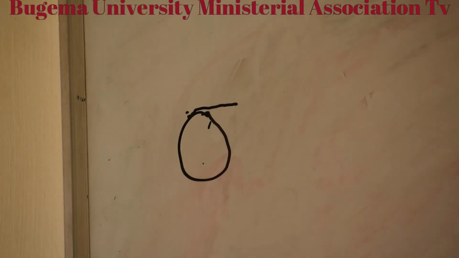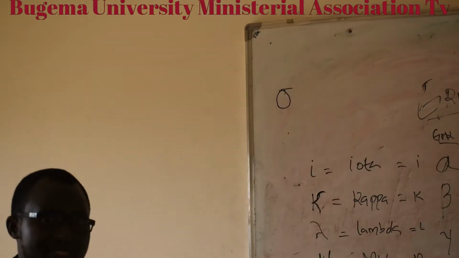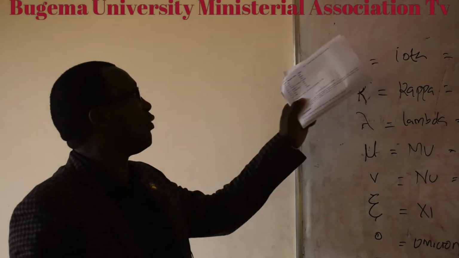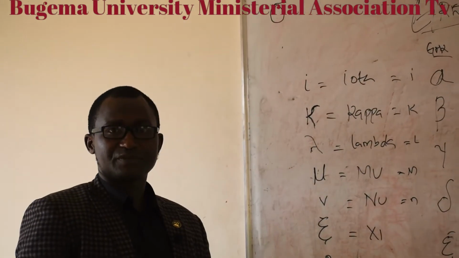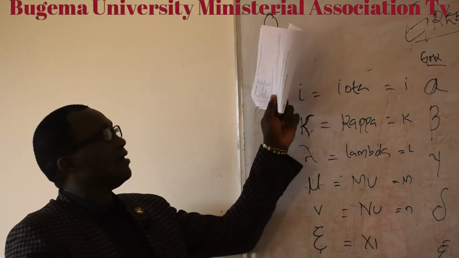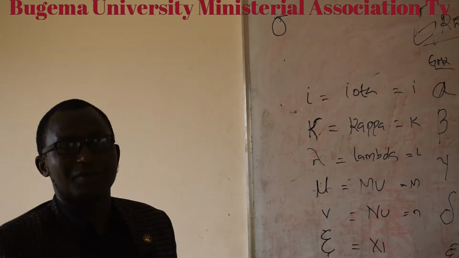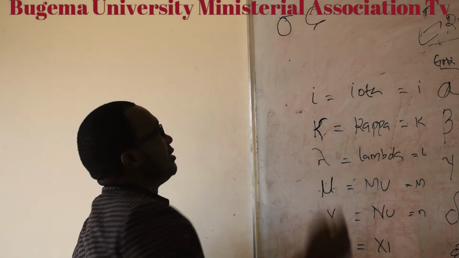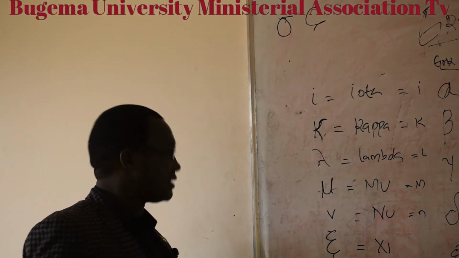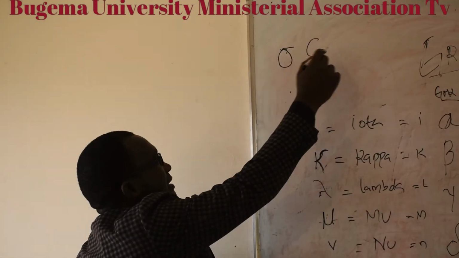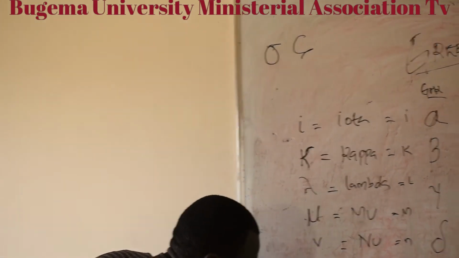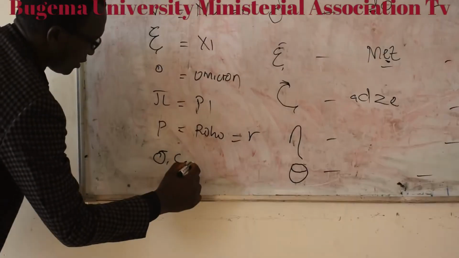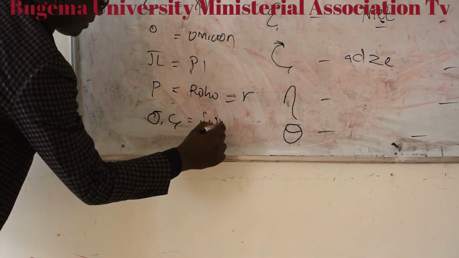But when a sigma appears at the end of a word, it is written differently from when a sigma begins a word. When a sigma begins a word, it's written like this. When a sigma comes at the end of the word, it is written like this. This one is known as a sigma. They are of two types.